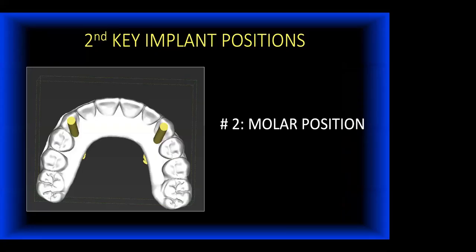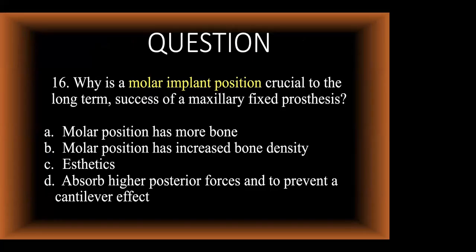So very good. Our second key implant position is the molar position. So why do we want one in the molar position? Why do we need one molar? It has more bone, increased bone density, aesthetics, or it absorbs higher posterior forces to prevent a cantilever effect. So Robert, next question. Is it A, B, C, or D?